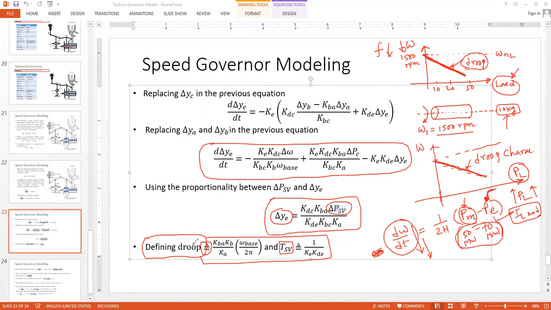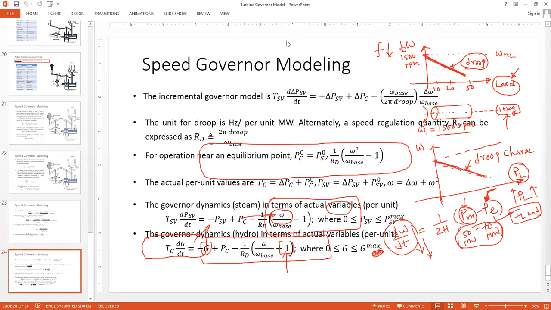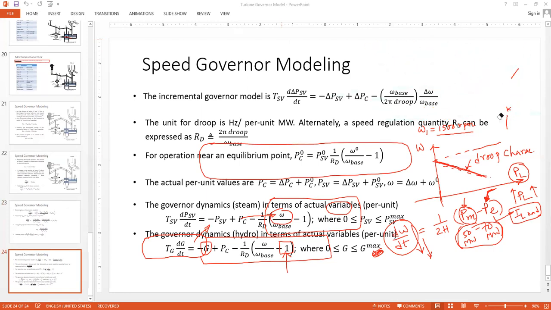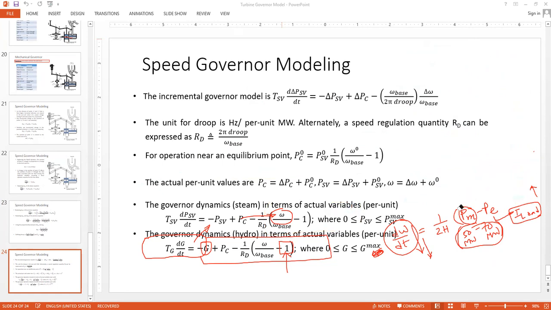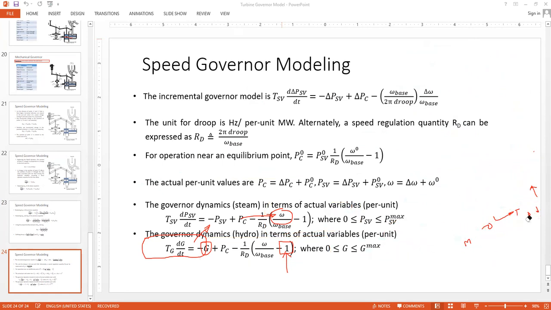So we will see the term droop arrive in the next slide. The term TSV will also arrive in the next slide, and this proportionality will have some impact there. So in the next slide, we simply look at this. We have the presence of TSV here. As I said, this is the steam valve time constant, the steam valve mechanism or steam turbine mechanism time constant.